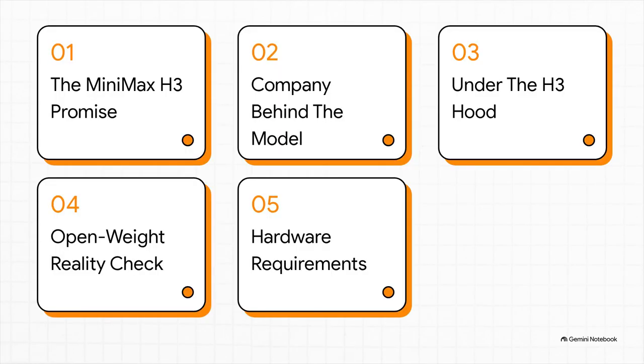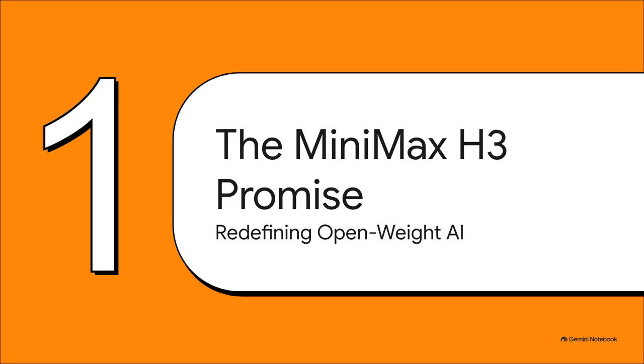To get to the bottom of all this, here is our roadmap. First, we'll look at the MiniMax H3 promise. Then, the company behind the model. Third, we'll peek under the H3 hood. Fourth, we've got the open weight reality check. And finally, the software and hardware requirements. Let's get going. Let's kick things off with Section 1, the MiniMax H3 promise, redefining open weight AI.